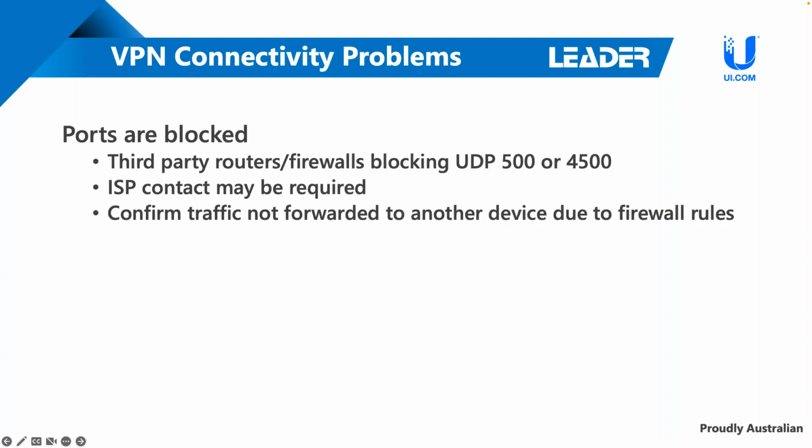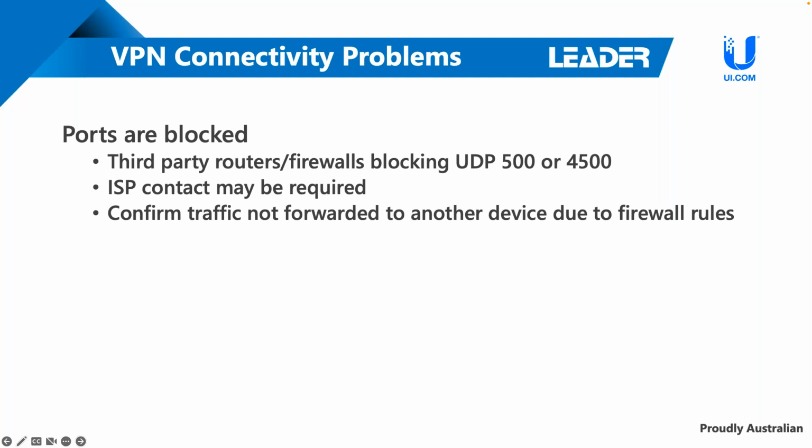Another common problem that we face is that the ports are blocked. Third-party routers or firewalls can by default block UDP 500 and 4500. Those are the ports that we require to be open to have VPN server functionality. So check if there are any firewalls or additional routers in your network that may be blocking these ports. It could also be on the ISP side of things, so they could be blocking those ports natively. Please have a chat to your ISP if that is the case.